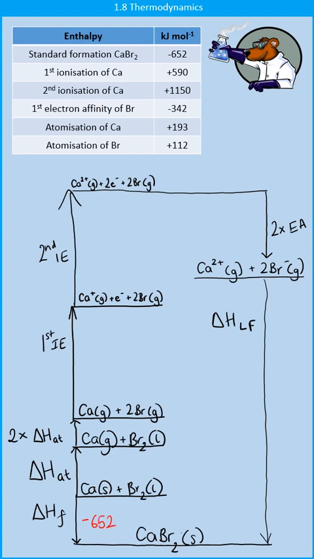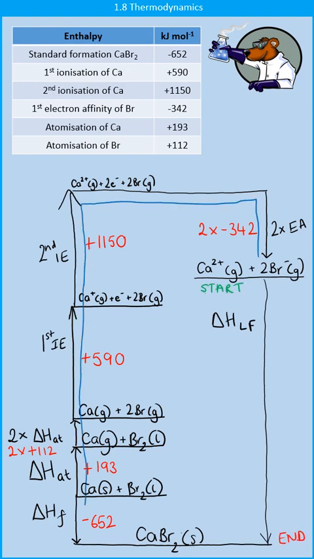So I want to know the value of that arrow. And so I'm going to start putting in some values from the table. So I filled in my enthalpy change of formation, and then atomization, and then 2 times atomization, first ionization energy, second ionization energy, and electron affinity there. And then I'm trying to go from the start to the end, and I've drawn this extra blue arrow so that you can see how I'm going around there.